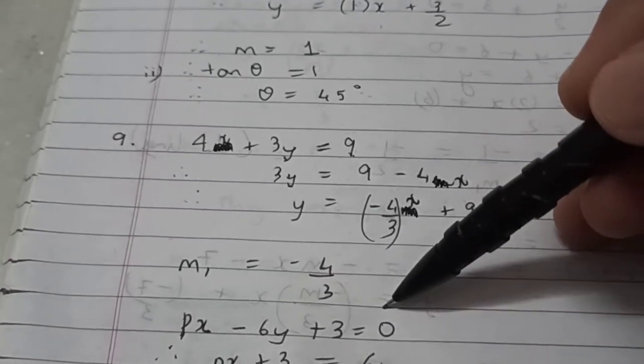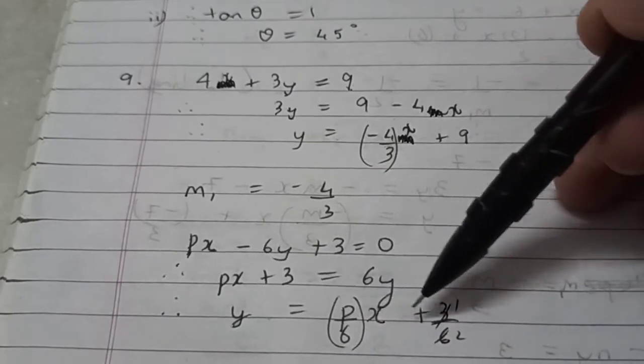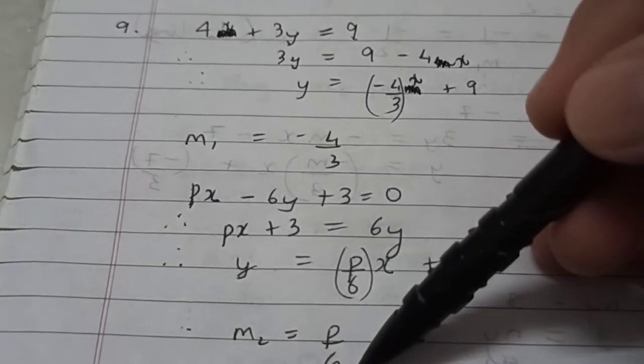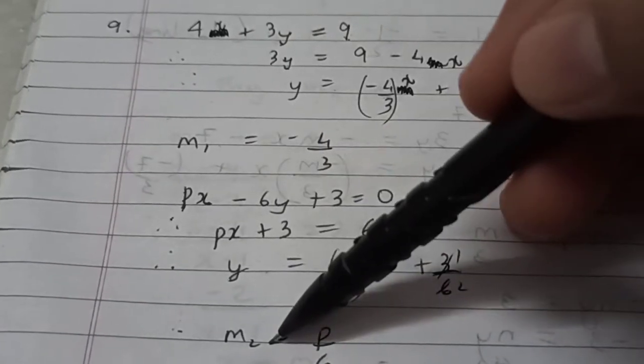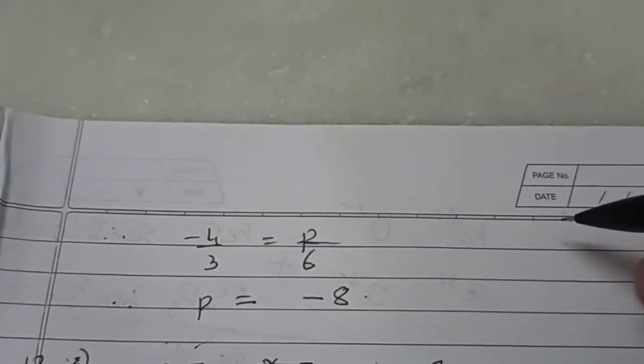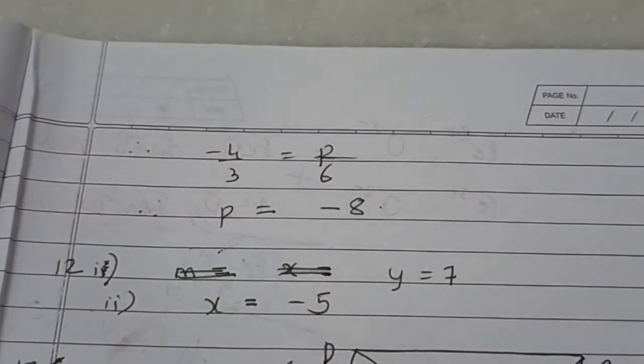Similarly, the second equation, again rearrange the terms. I'm getting y is equal to mx plus c. C is half, by the way. Slope is p upon 6. So I got m1, I got m2, and they're saying that they are parallel. That means m1 is equal to m2. Reason, parallel lines, you have to mention the reason always. And cross multiply and get the value of p, and the sum is over. Next, 11th sum is cancelled.